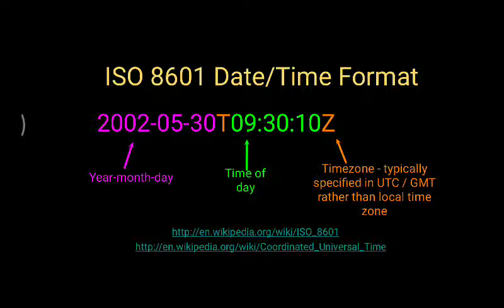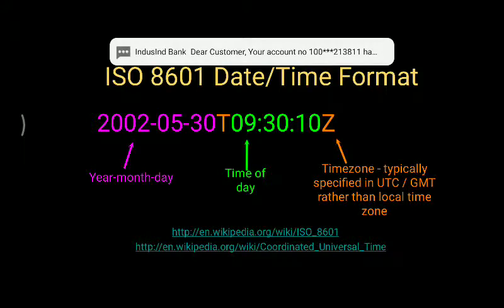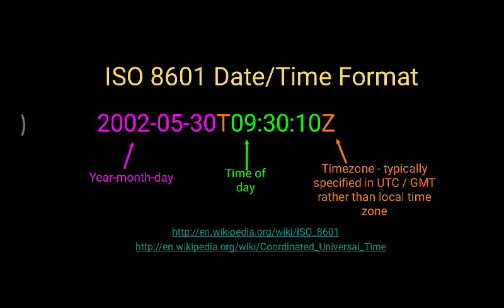So this is how we can make use of the date time format, according to the ISO 8601 date time format. So year, month and day, and there will be one tag called T and then time. Then after that Z, which represents time zone, typically specified in UTC or GMT rather than local time zone.